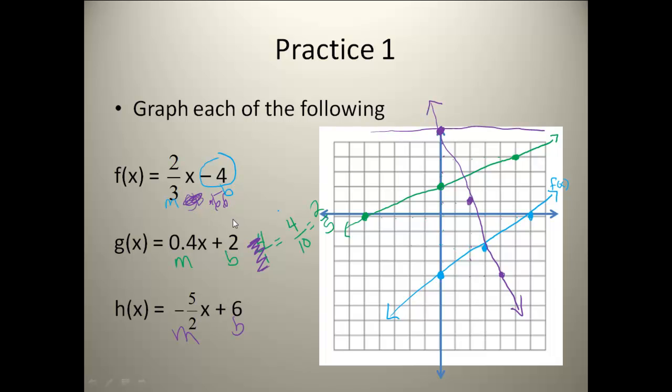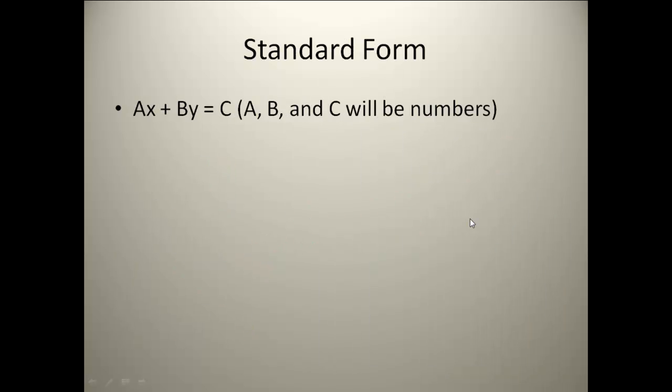2/3 is 0.6 repeating, and 0.4 would be the 4/10, so my blue one should be just a little bit steeper than my green, which it is. My purple is negative 2.5, so that one's definitely the steepest. Those are some things that you can also look at when you're comparing your graphs. Okay, that takes care of our slope-intercept form.